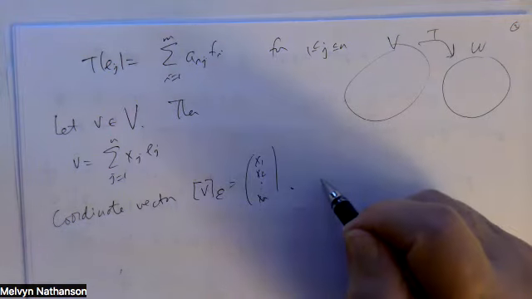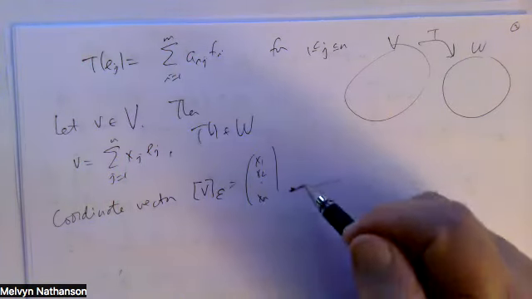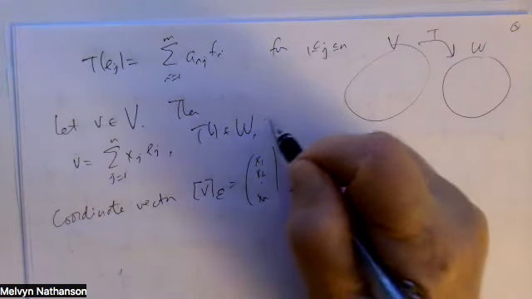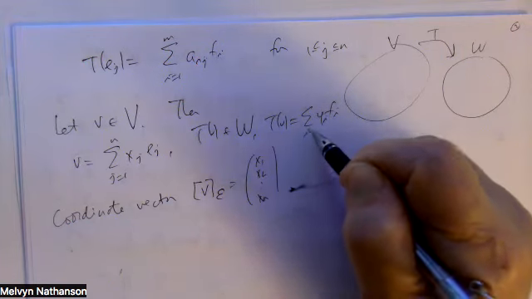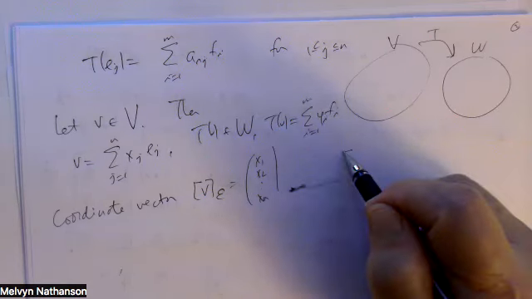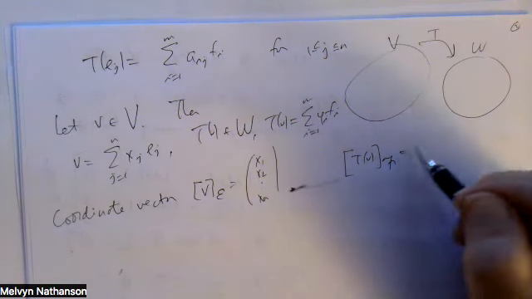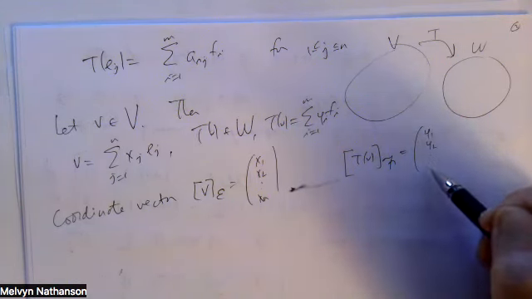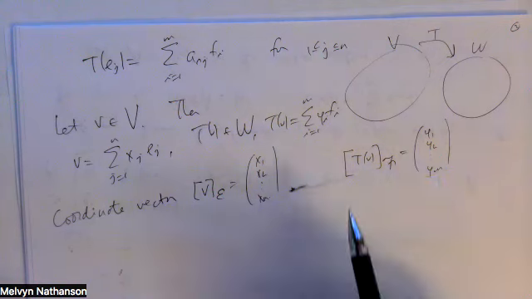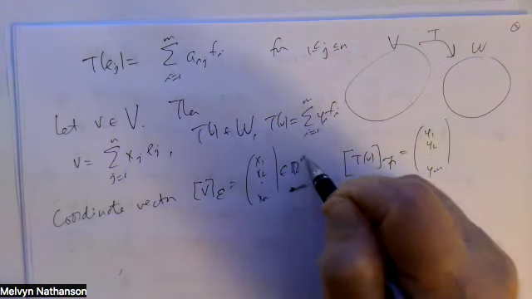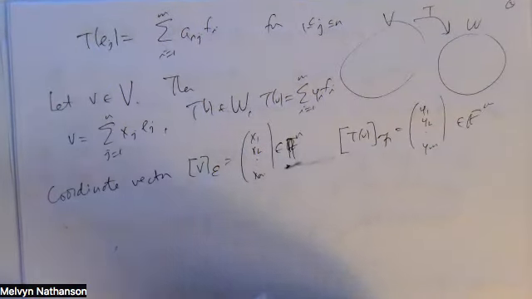And suppose we have T of v is a vector in W. So T of v is some summation yi fi, i goes from 1 up to m. And the coordinate vector for T of v with respect to this basis f for W is the vector y1, y2 down to y sub m. So I'm going to show you the relationship between these two coordinate vectors. This is in Fn. This is in Fm. What is the relation?